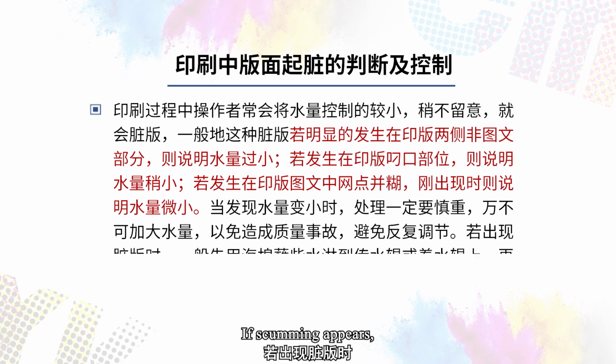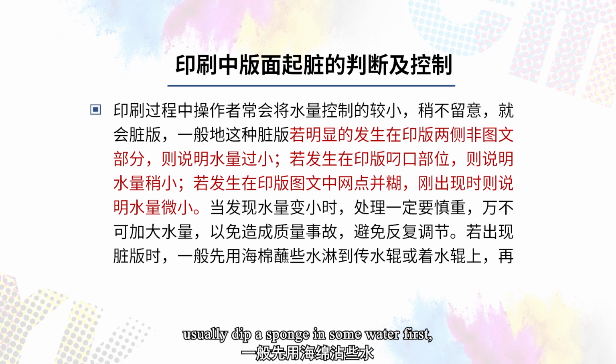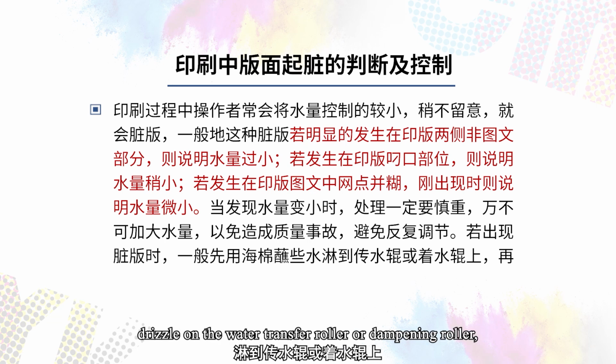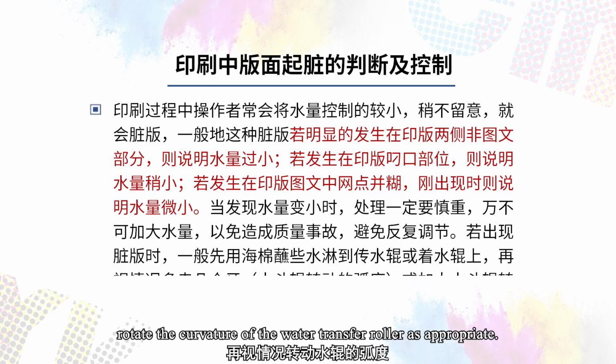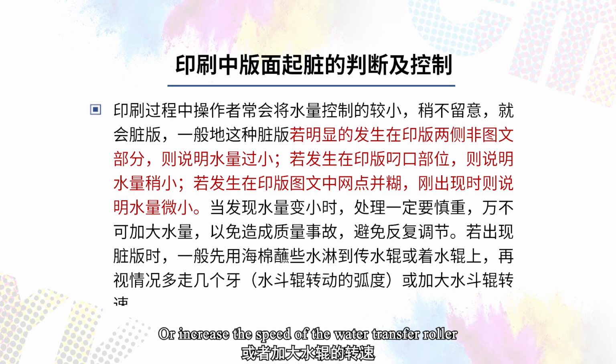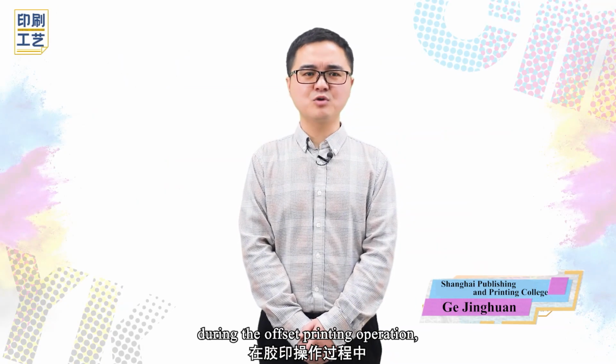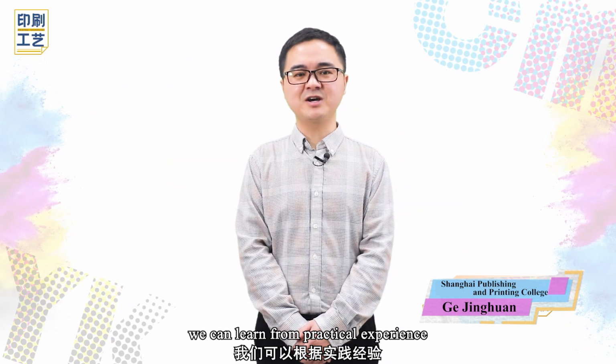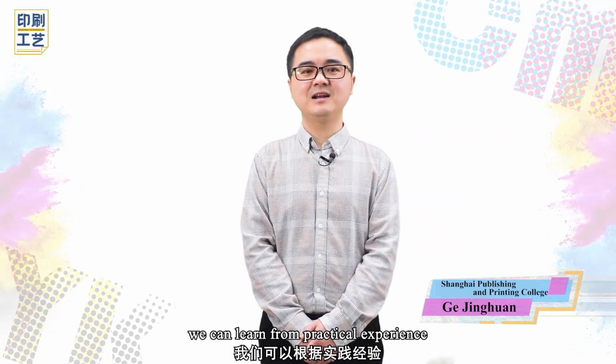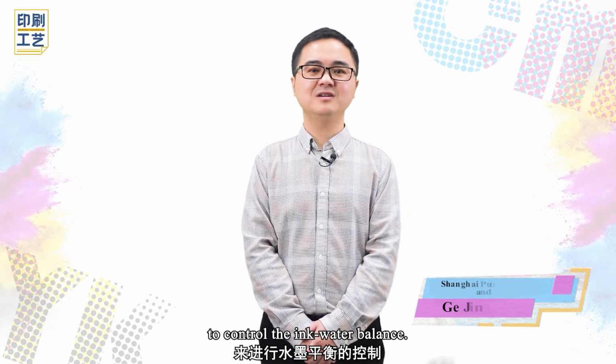If scumming appears, usually dip a sponge in some water first. Drizzle on the water transfer roller or dampening roller. Rotate the curvature of the water transfer roller as appropriate, or increase the speed of the water transfer roller to achieve adjustment of water supply. In general, during the offset printing operation, we can learn from practical experience to control the ink-water balance.